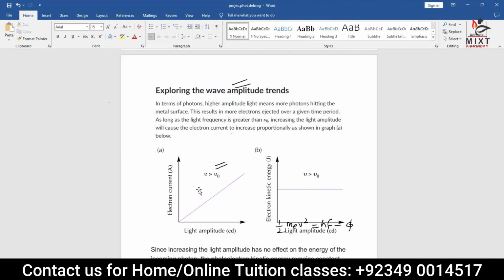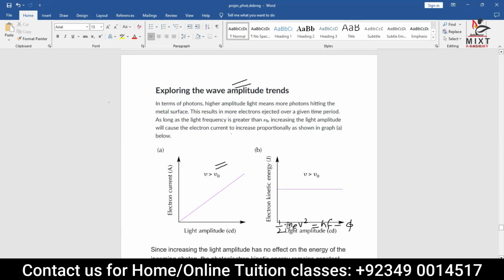So in terms of photons, higher amplitude light means more photons hitting the metal surface. This results in more electrons ejected over a given time period, as long as the light frequency is greater than the threshold frequency. Increasing the amplitude will cause the electron current to increase proportionally, as shown.